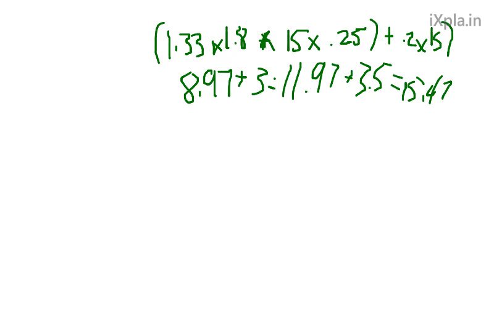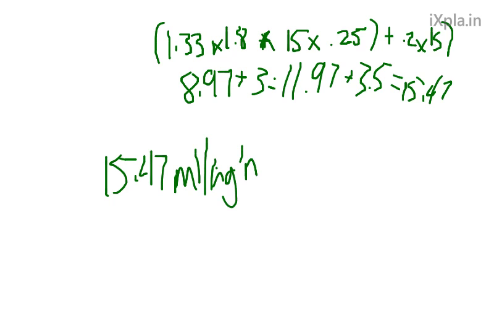You have to do the same thing to get into kilocalories or calories per minute. So 15.47 milliliters per kilogram per minute. Get it into milliliters per minute by multiplying by her body weight. How much does she weigh? She weighed 68.8 kilograms. That will cancel kilograms.